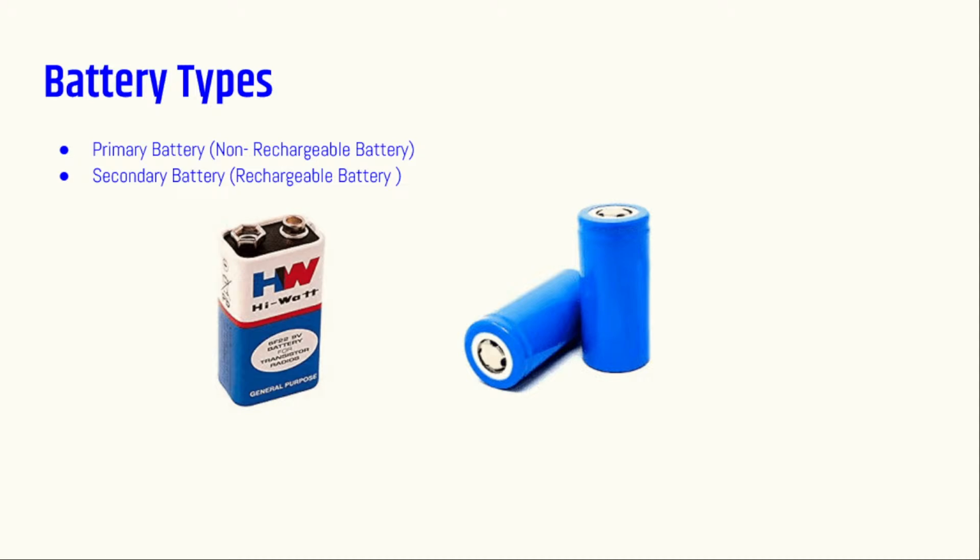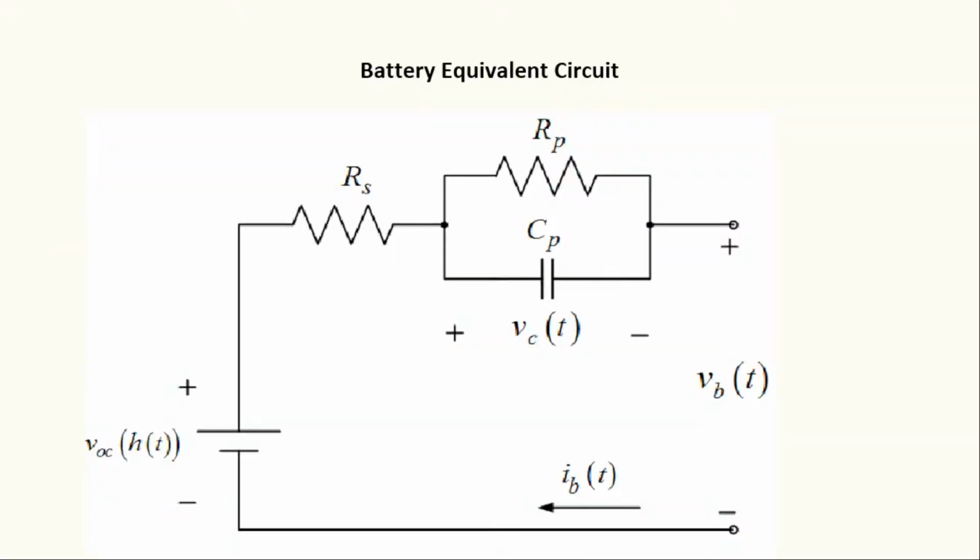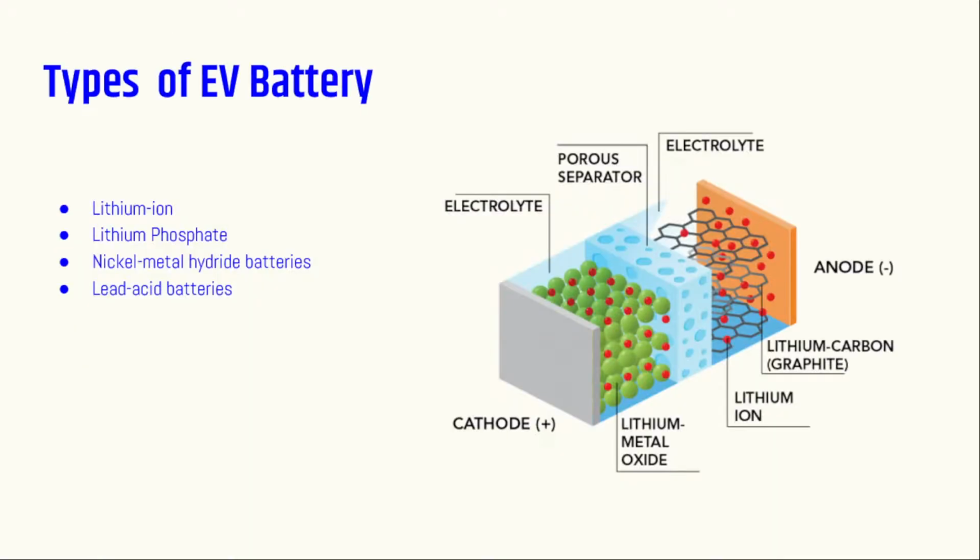Once the life cycle is completed, a life cycle means one time you charge and discharge, one cycle completed. Like that we can classify batteries. This is a battery equivalent circuit. We know a battery converts chemical energy into electrical energy. These are all the types. Especially in EV, we use lithium ion, lithium phosphate, nickel metal hydride, and lead acid batteries. Inside the battery, you can see here what parameters are available.